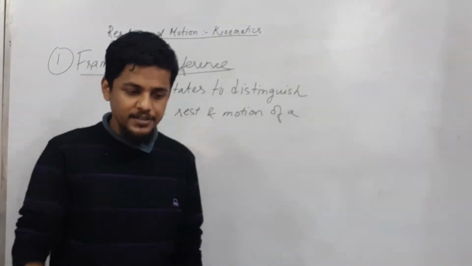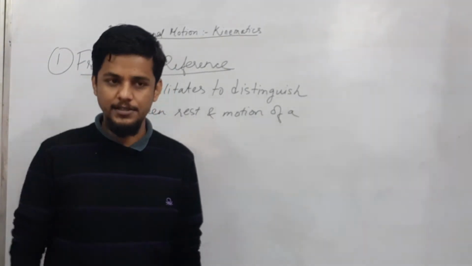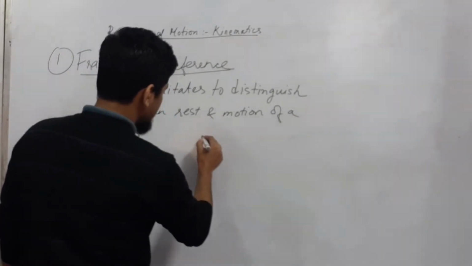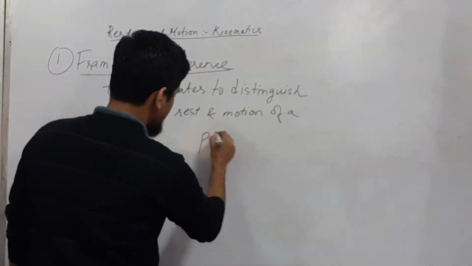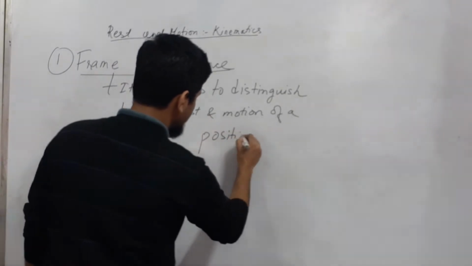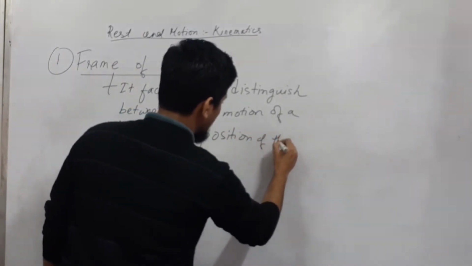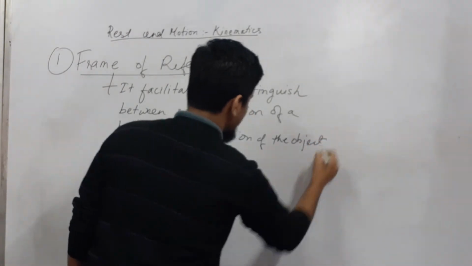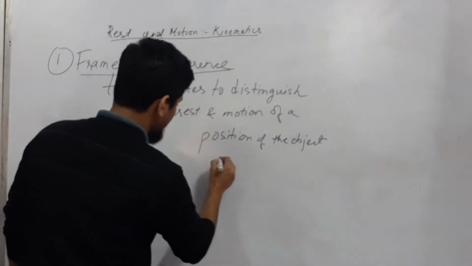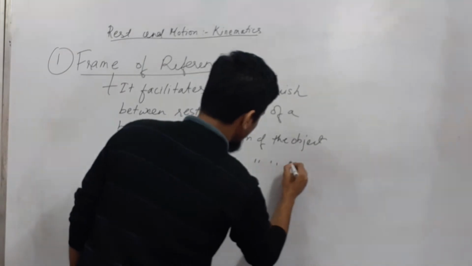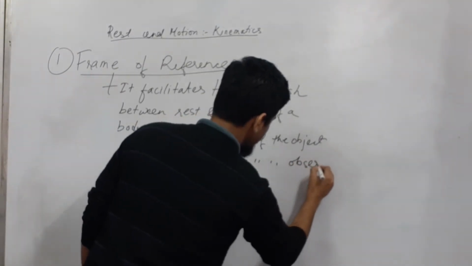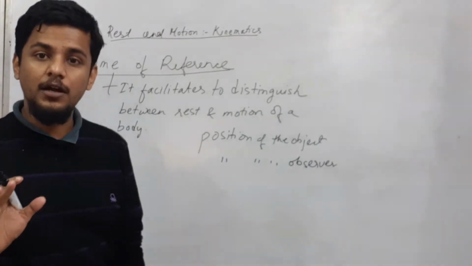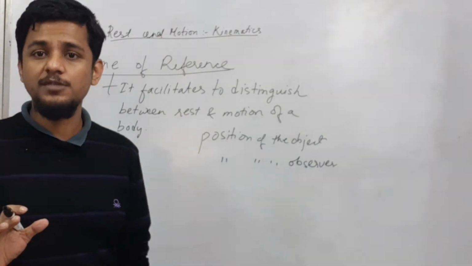To understand the concept of rest and motion, we need two things. First, we need to understand the position of the object, and we also need to understand the position of the observer. These are the two things that we need to understand from a frame of reference point of view.